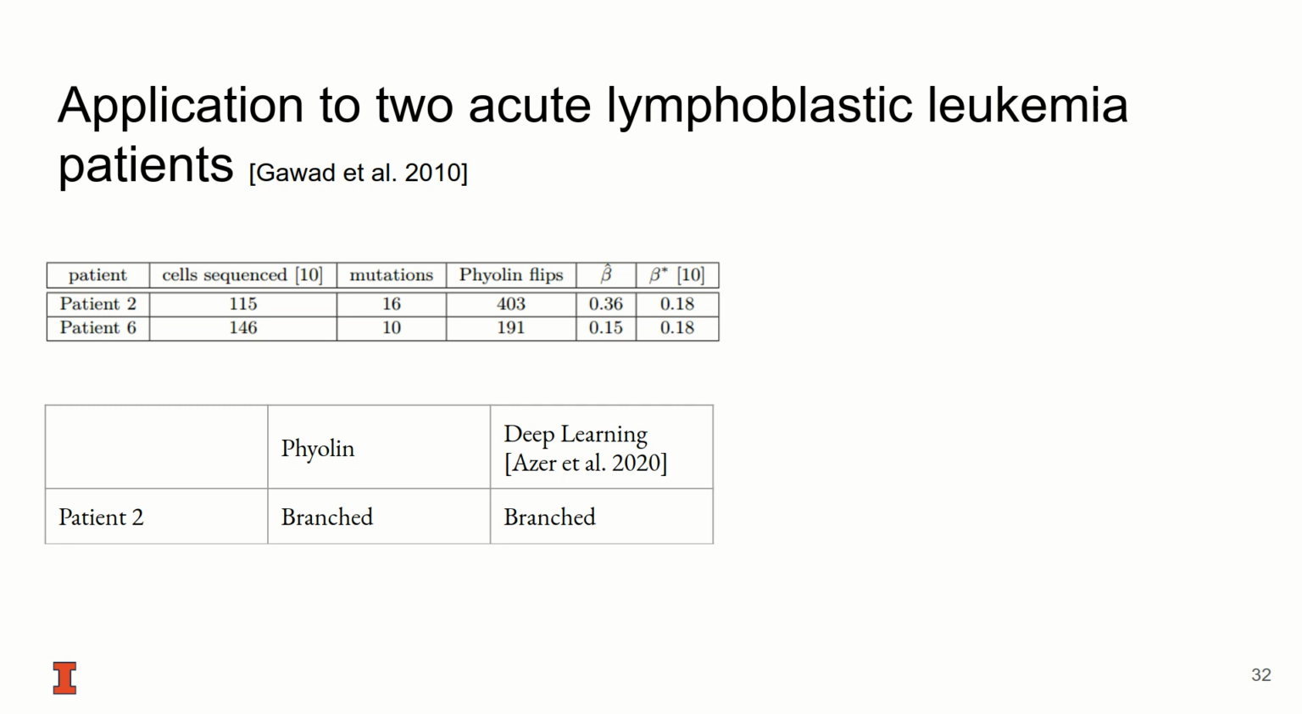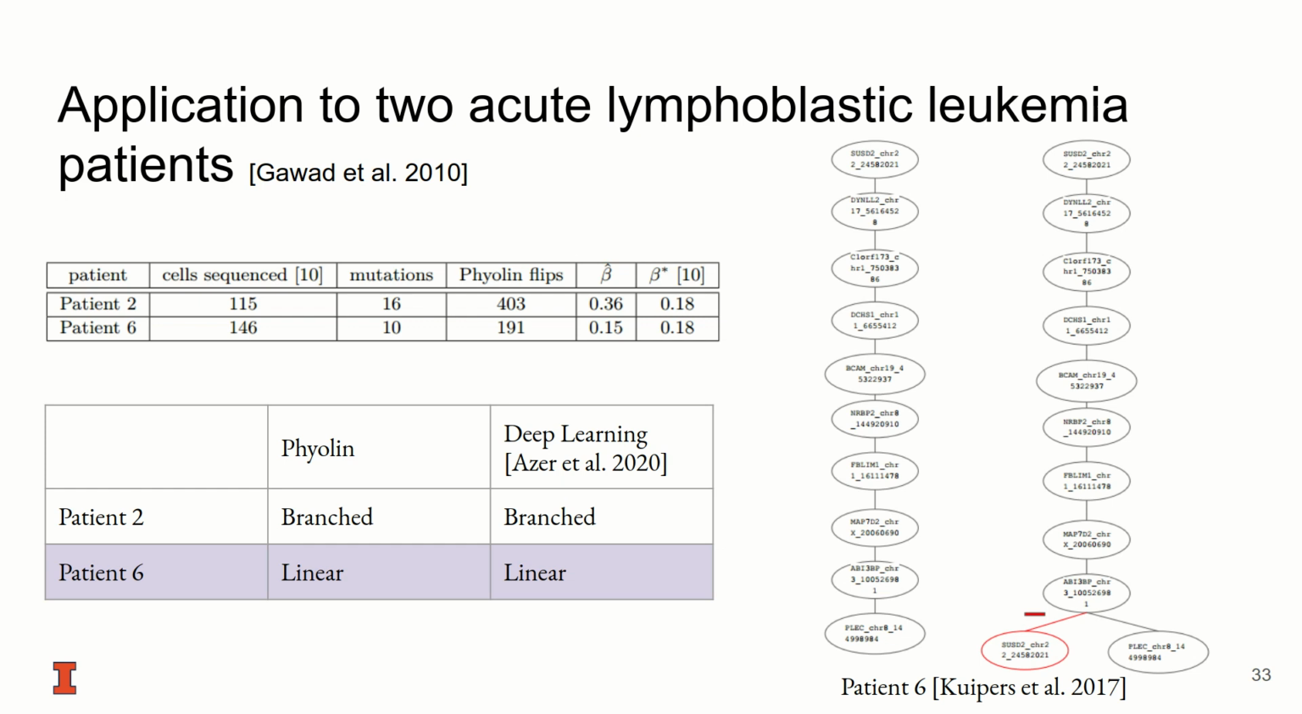So in the case of patient 2, Phyolin strongly rejected the null model of a linear mode of evolution, which agreed with the deep learning approach in this case, as well as a number of other published phylogenies for patient 2 that contain branching. In the case of patient 6, Phyolin failed to reject the null model of linear evolution and is again in agreement with the classification of the deep learning method. However, we did note that in the study by Kuipers, they estimated with high probability that patient 6 actually had a mutation loss. So this actually technically results in a branched evolution.